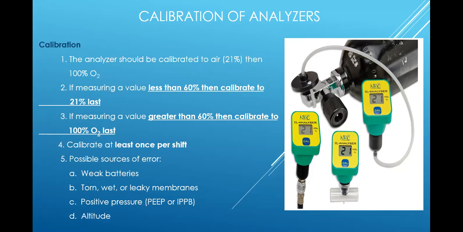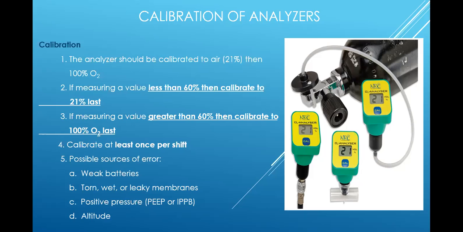If you tell me that Mr. Johnson is on 30% or anything less than 60%, and I want to go check for myself, then I need to calibrate my analyzer first before I test it, okay? If I am measuring a value less than 60%, because you told me he's on 40% or 30% or whatever, I need to calibrate to 21% last. So I calibrate to 100% and then 21%, and then I test him, okay?